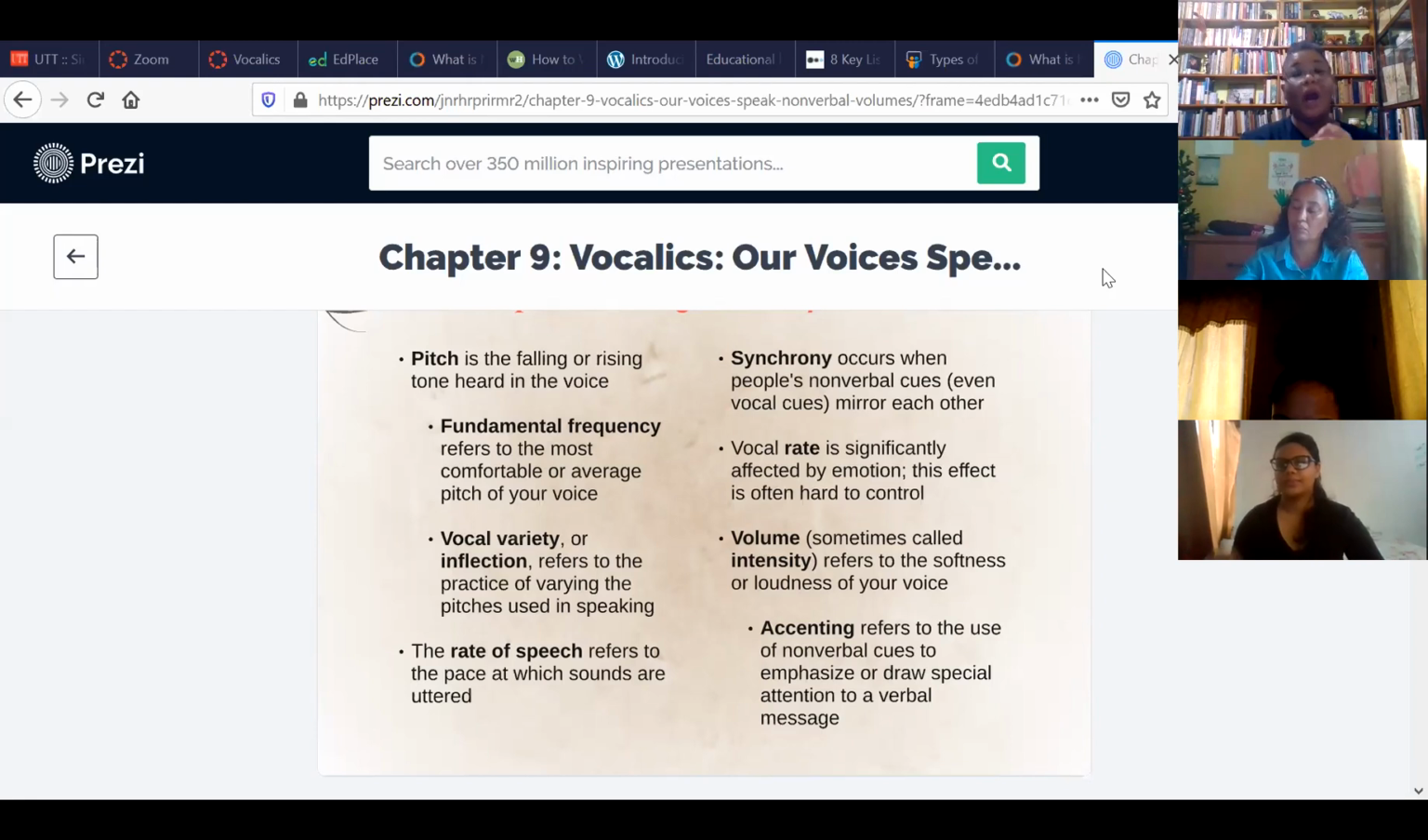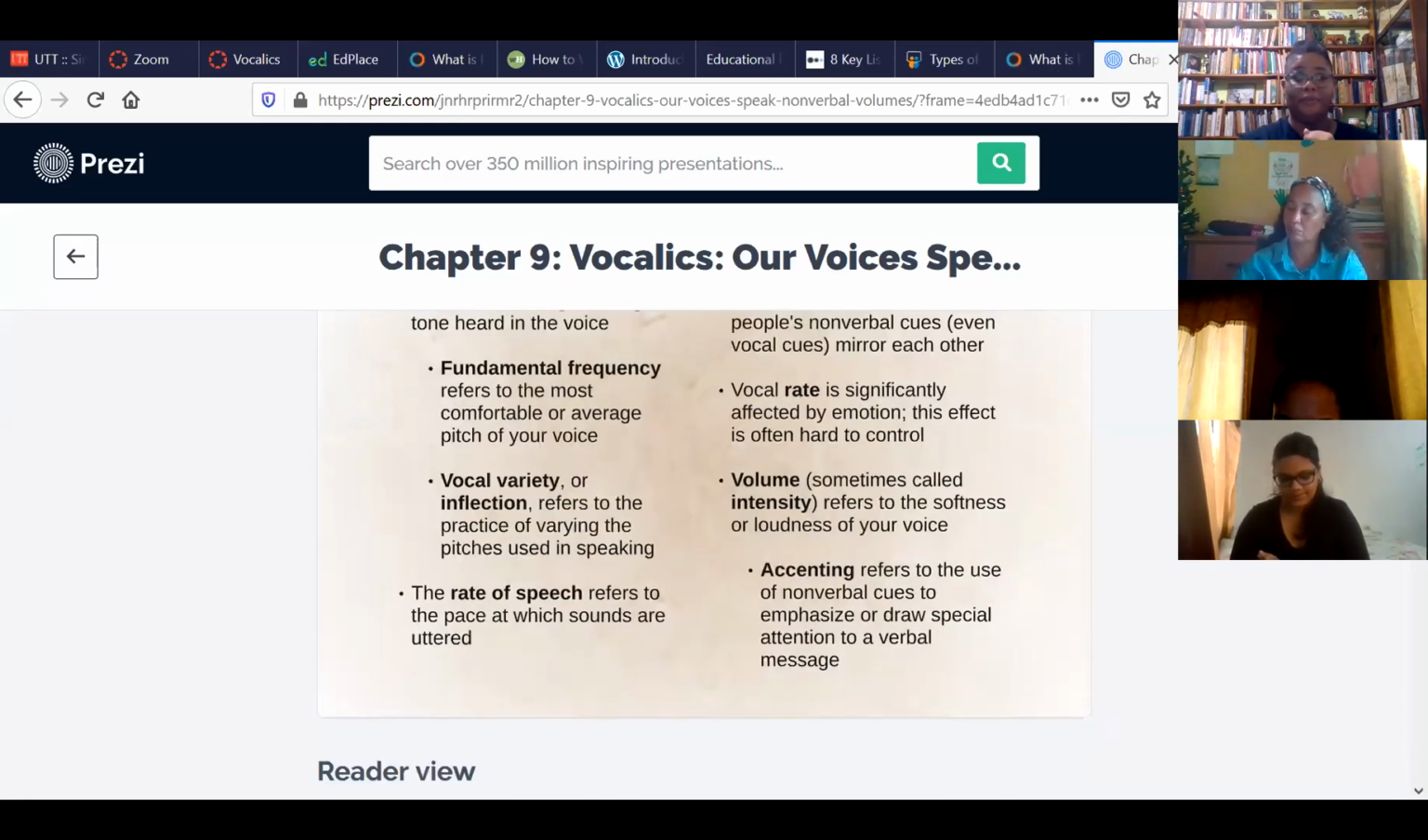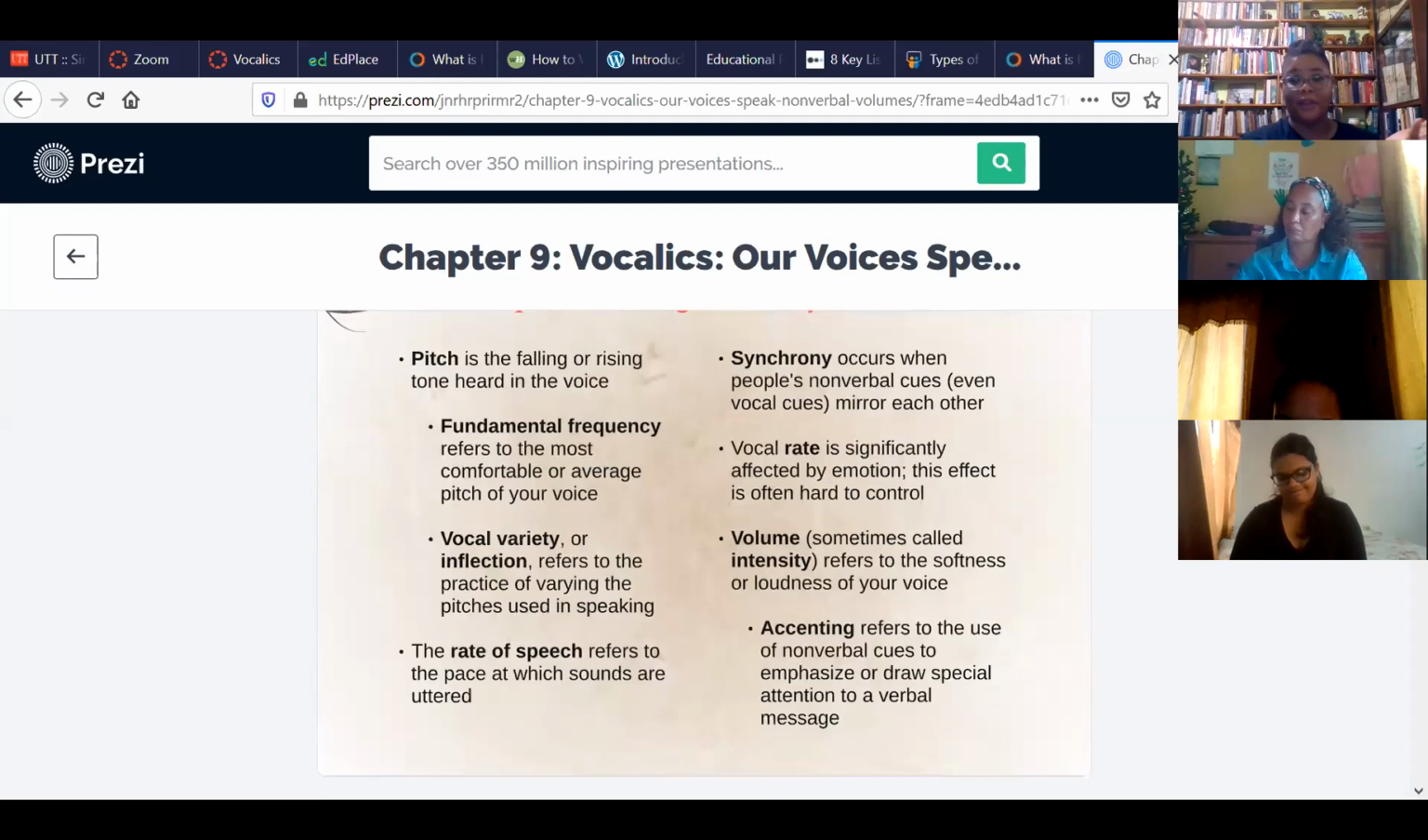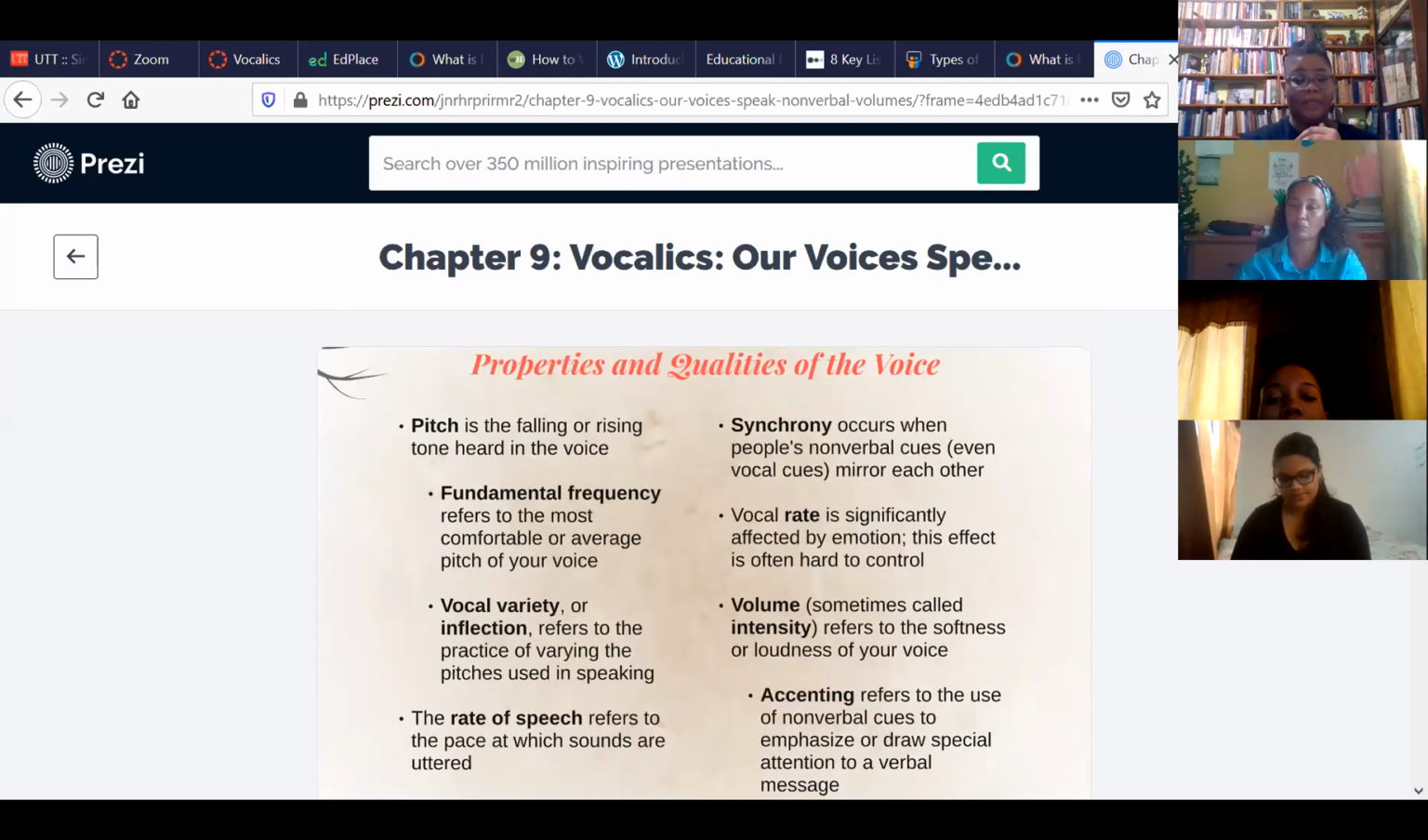Rate of speech, how quickly we speak. Some people speak so fast that you don't understand them. And that could be a problem. So if you're giving a speech and you're racing down, be aware that people might not be hearing everything you say, and they might not understand because it went by too fast.